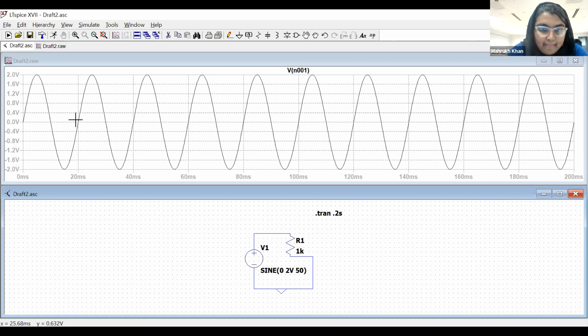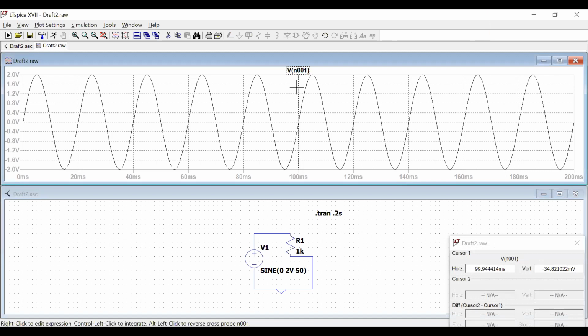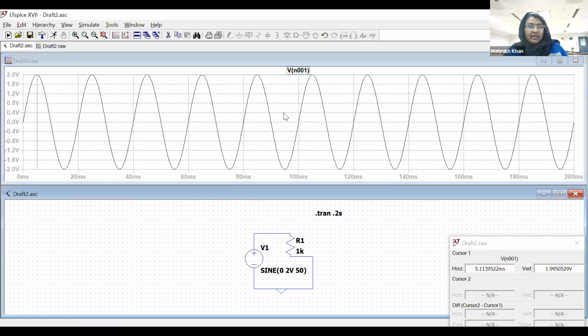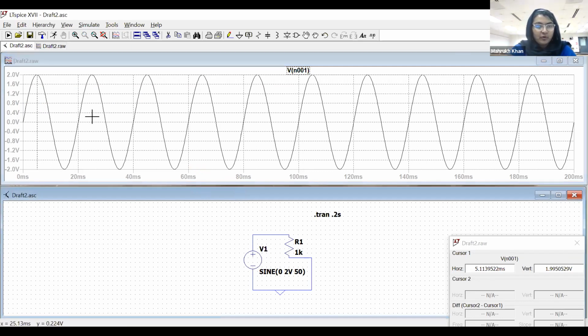Sounds good? If I move this cursor, so if you click on it, you can move this cursor. If I move this cursor, it is giving me the maximum voltage here, which is 2 volts almost, and that is its peak voltage. So they are saying to know its peak to peak voltage, which is 4 volts, which I am seeing on the resistor.